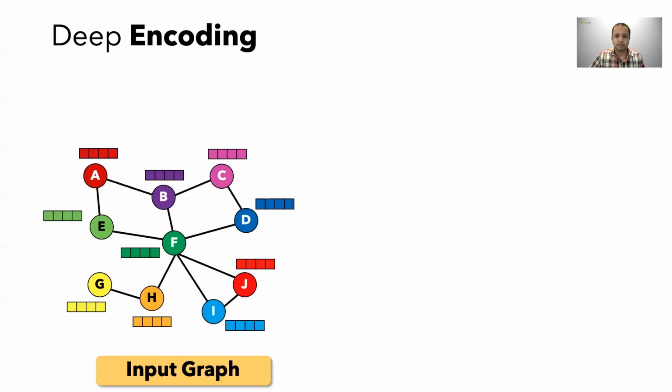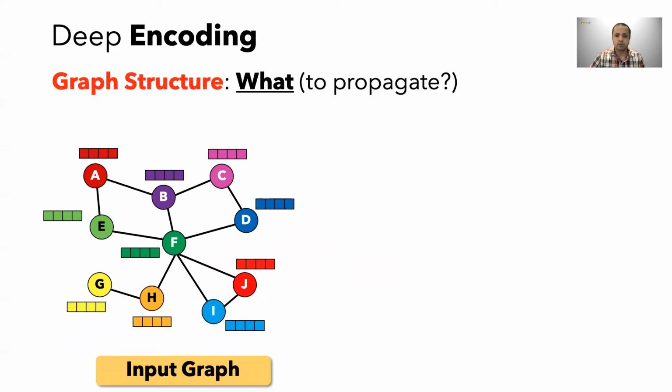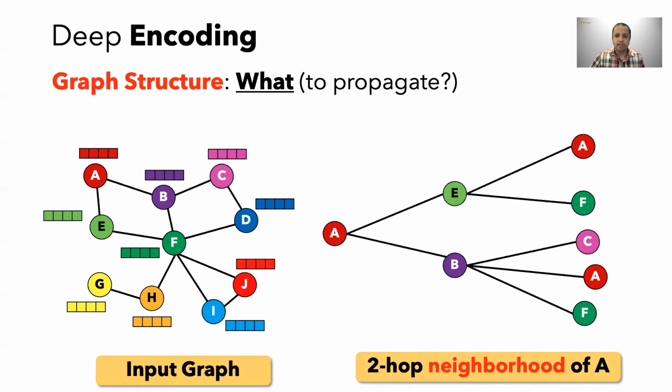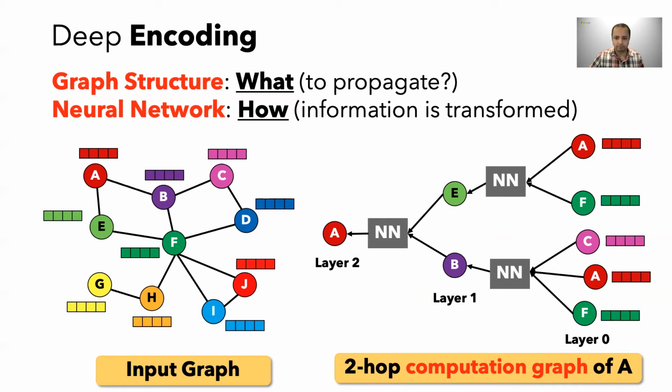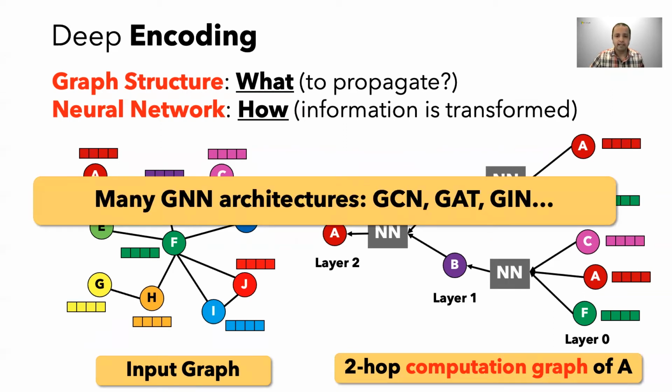In contrast to the shallow encoders, deep encoders, or GNNs, combine two things to learn the embeddings. First, they use the structure of the graph to determine what information to use in embeddings. As an example, to create an embedding for node A, a GNN may use information from its two-hop neighborhood. Second, they use a neural network to determine how the neighborhood information is transformed. Using these two, they create the computation graph or model for a node, which can then be trained to generate the embedding. GNN models are typically organized as a stack of two or more layers. The input to the first layer, or layer 0, is the raw feature vectors associated with the nodes in them. Today, there are many GNN architectures, and they differ on how they define and utilize the structure and transformations.